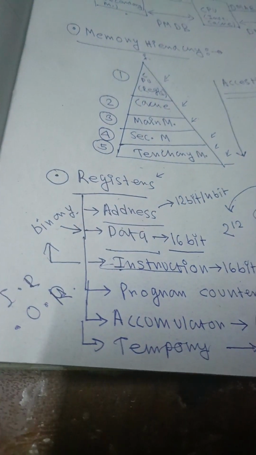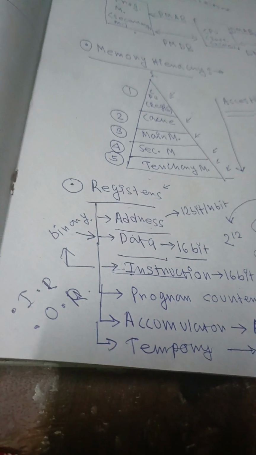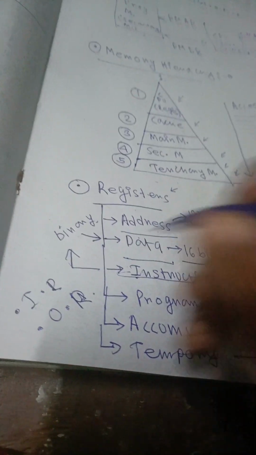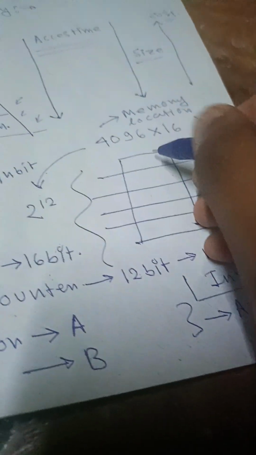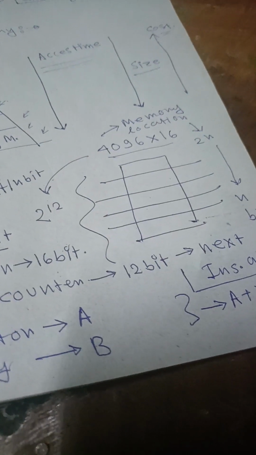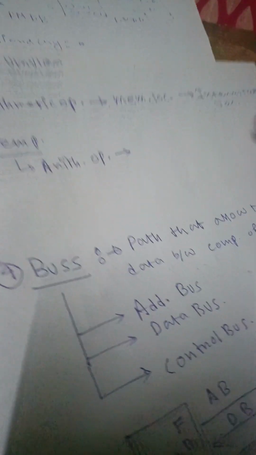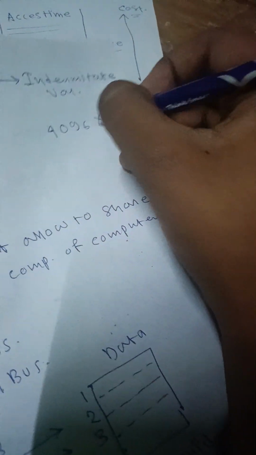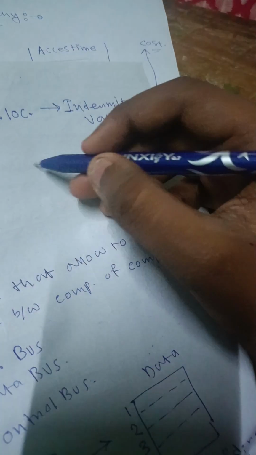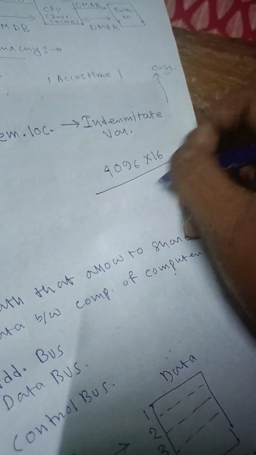So let's start from the input registers and output registers. It is a register in which we save the input or output. Not from here, let's start from this part. We take a register example, that is 4096 into 16. If we write a register like this, it represents a register of 4096 into 16. So registers are represented by this annotation.